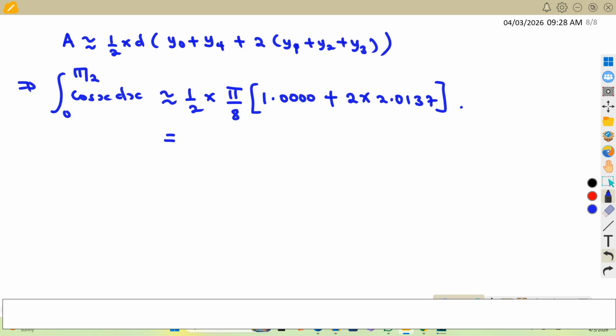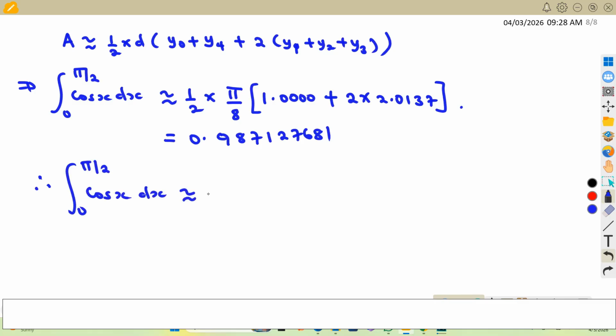So this is times 2, then plus 1. Then we multiply by pi by 8. Then we also multiply by a half. So it should give us the value, which is 0.987127681. This is the value you get. But we need our answer to 3 decimal places. The integral from 0 to pi by 2 of cos of x dx will be approximately equal to 0.987. And this is to 3 decimal places. And that will be your answer.